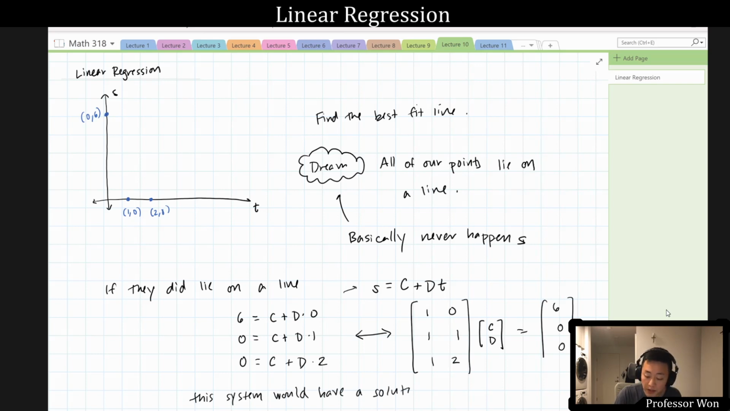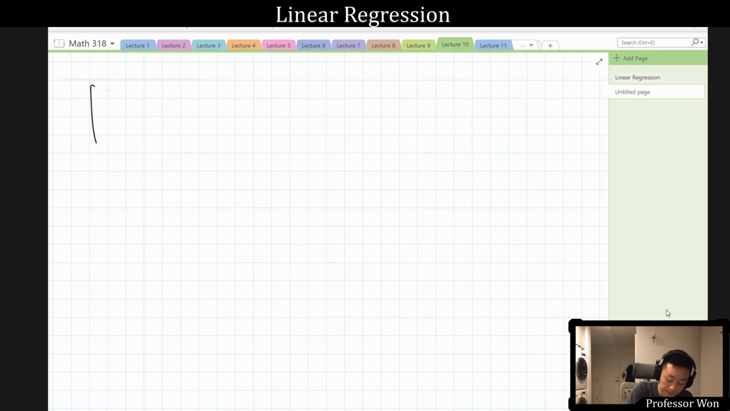That's exactly what it would mean to say that they would lie on a line. You would be able to exactly express the line in terms of a slope and an intercept, and they would satisfy this. Okay, but this system is not solvable because they don't all lie on a line.